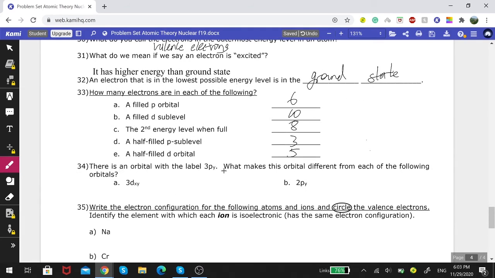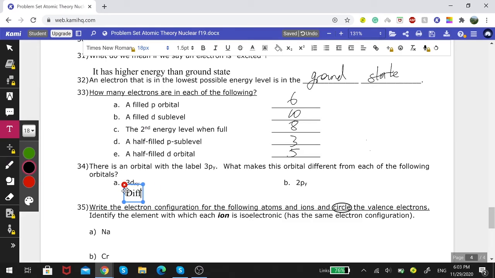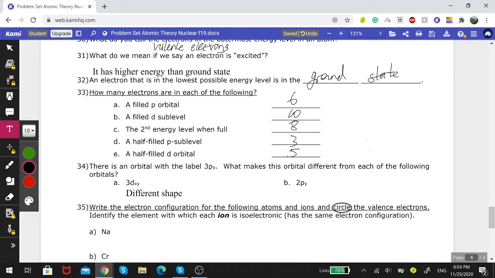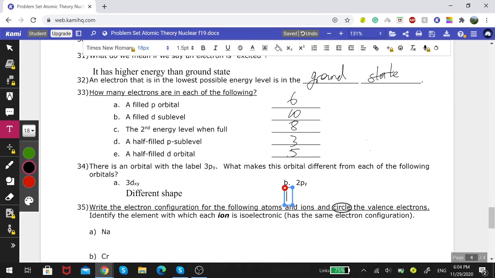Now, there is an orbital with the label 3p. What makes this orbital different from each of the following? Different letter means different shape, right? P, d, s, each is a different shape. And 2py compared to 3py: a lower coefficient means lower energy level.